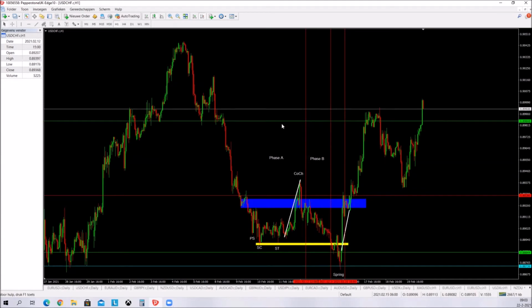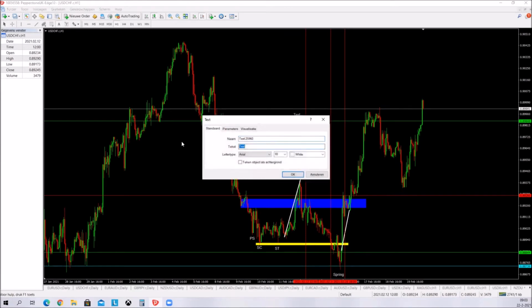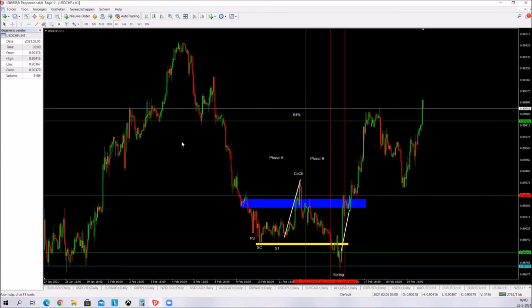So the red line is my entry, the green line is my target, and this target is based on statistics, because on the daily time frame there was a mechanical bias for me, which I've backtested over the past 10 years, and showed to me that there was around a 64% chance of hitting this upper green line before taking out the spring of the range. So that became my target. As you can see, it also is previous structure. So that's very nice to see always that the structure lines up with your target.